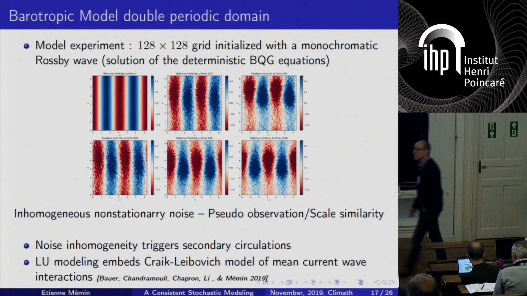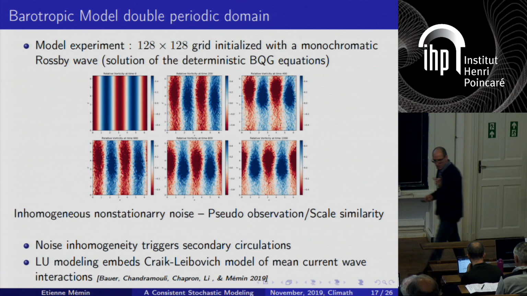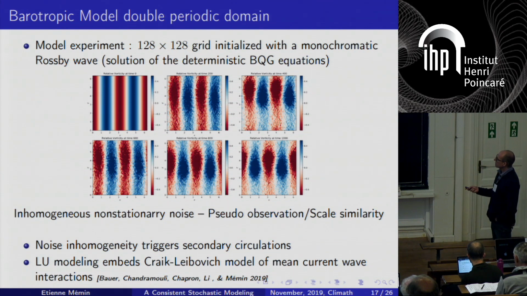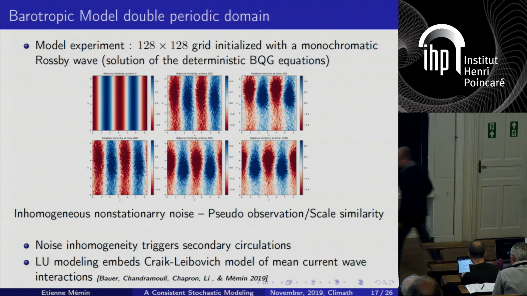If you use now a non-homogeneous noise, which is based on the pseudo-observation of the velocity fluctuation, then you can see that the noise triggers some secondary circulation. This is because of the modified advection, indeed. So it plays the very same role as the Stokes drift in ocean modeling, and in fact we can show that this location uncertainty modeling embeds in it the Craik-Leibovich system that describes the mean current wave interactions. But still, it conserves the Rossby waves.